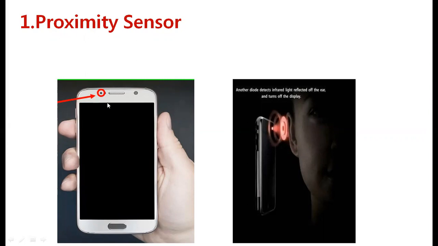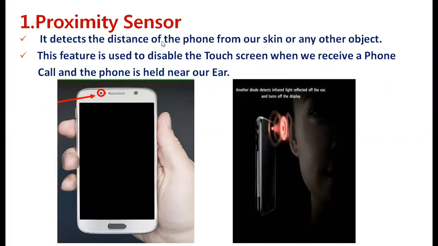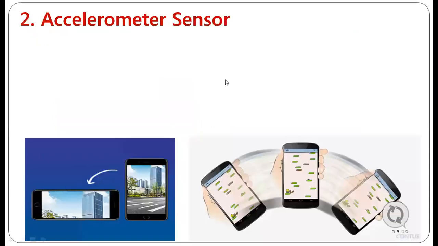It has an active infrared sensor, just like our TV remote control. Whenever there is an obstruction to this particular sensor, immediately the screen goes black. It detects the distance of the phone from our skin or any other object. This feature is used to disable the touch screen when we receive a phone call and the phone is held very near to our face or ear.